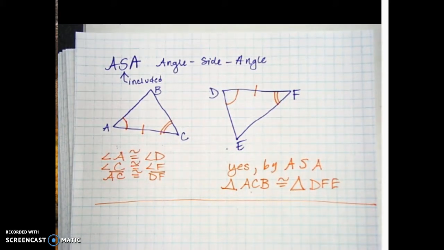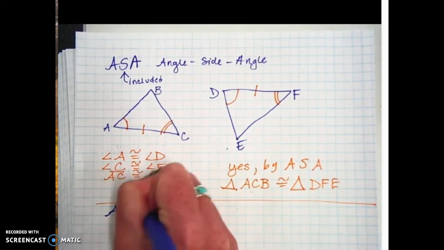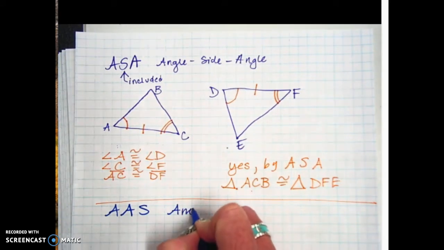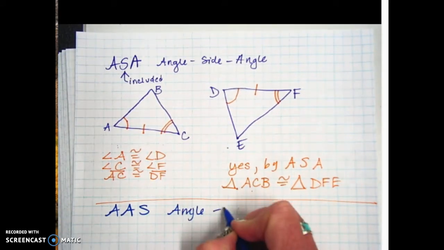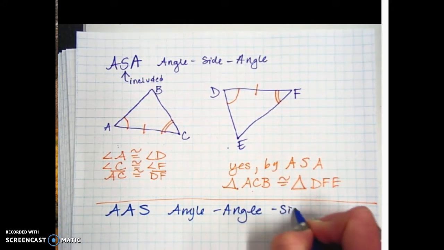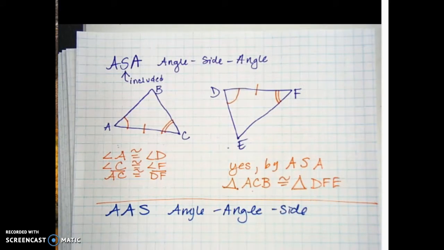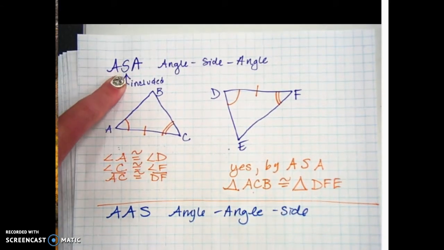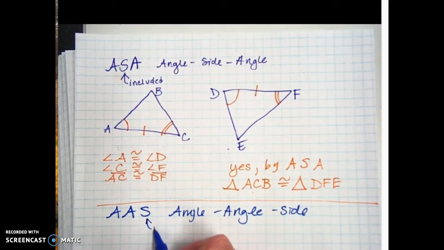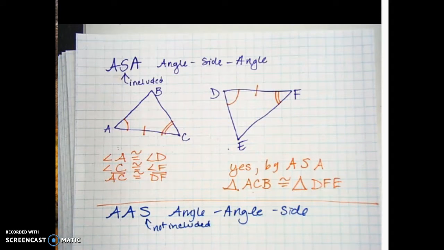All right, next box. Angle, angle, side. So AAS stands for angle, angle, side. Clearly not the same as the one we just did. On the one we just did, that side needs to be included. On this one, this side is not included. It's going to be outside of the two angles that are congruent.